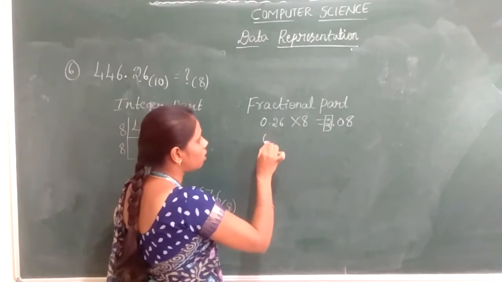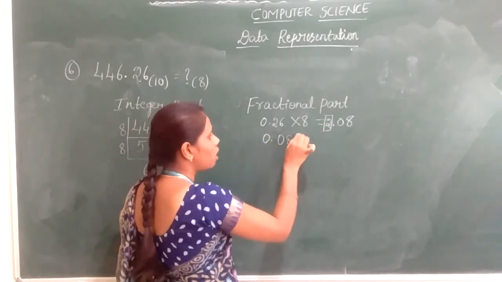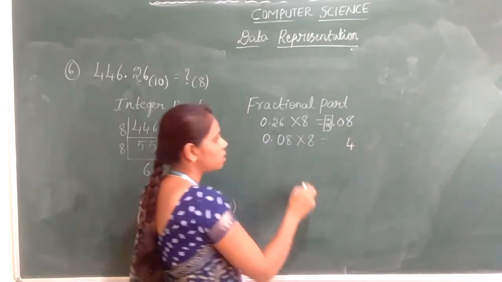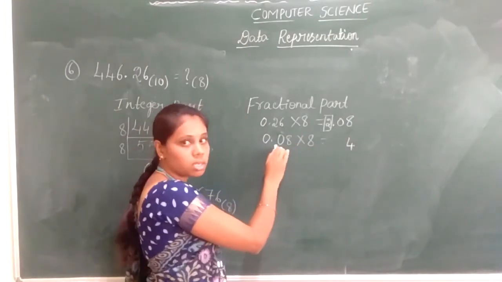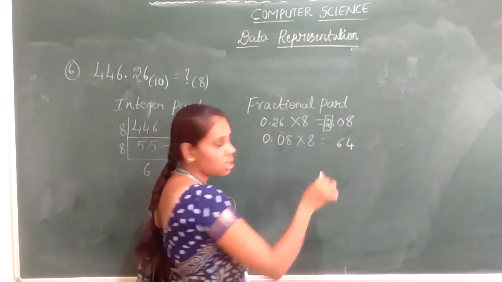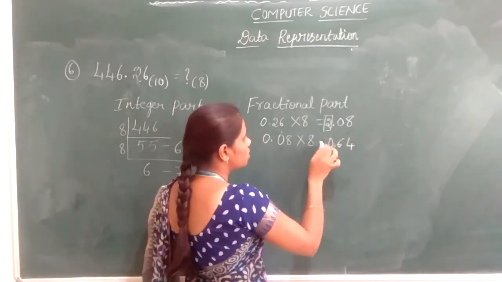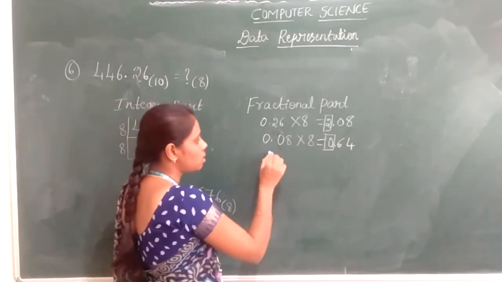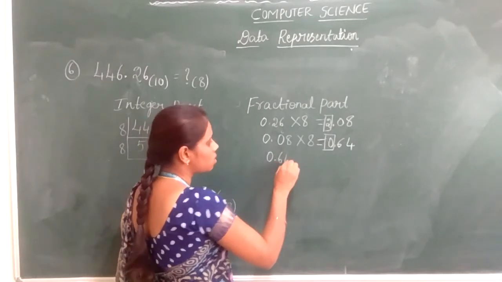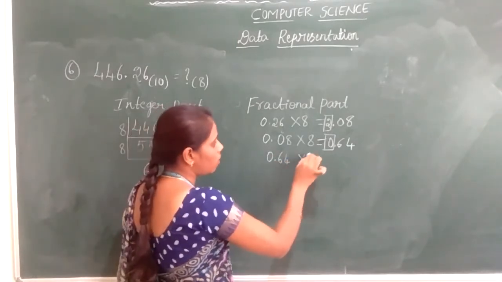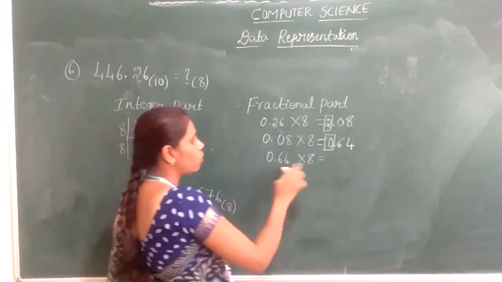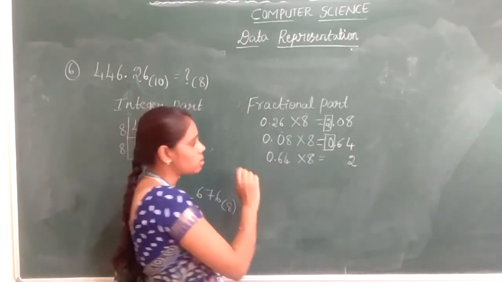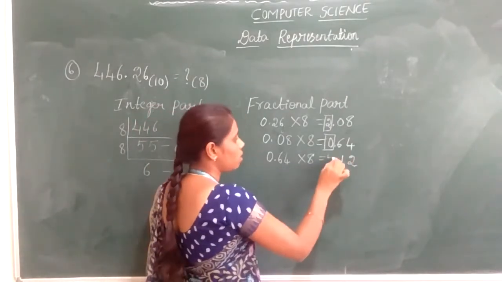Consider only the fractional part, 0.08 multiplied by 8. 8 8s are 64. The carry is 6. 8 into 0 is 0. You will get 6 and the fractional part 0. Again consider this fractional part, that is 0.64 multiplied by 8. 8 4s are 32, 3 carries, 8 6s are 48, 48 plus 3 is 51. So 5.12.